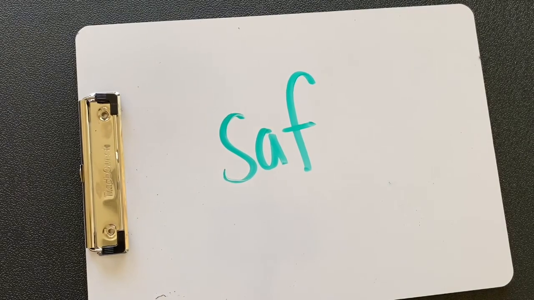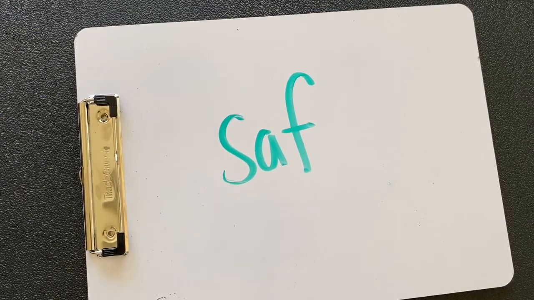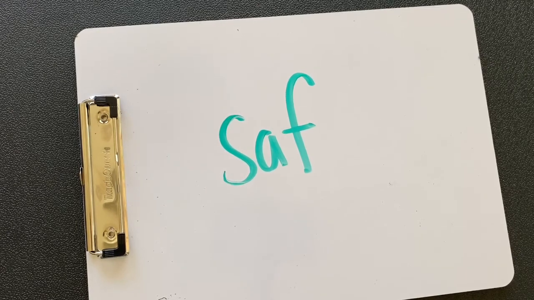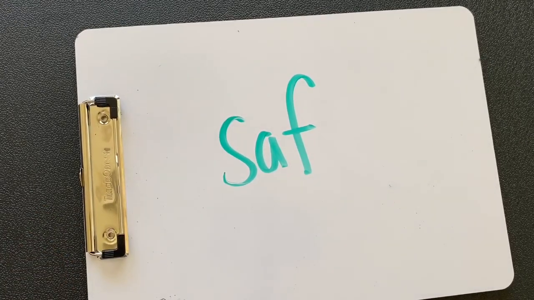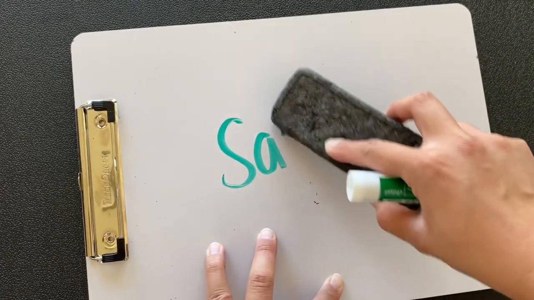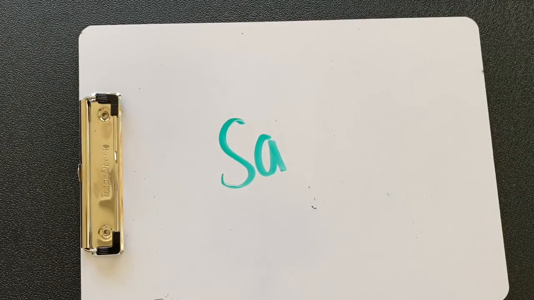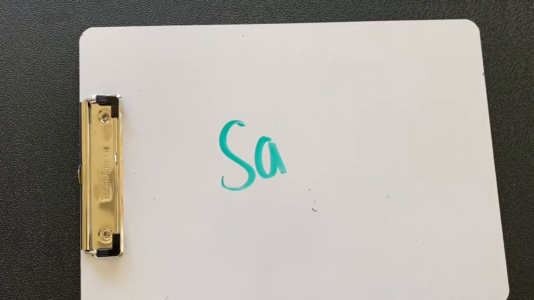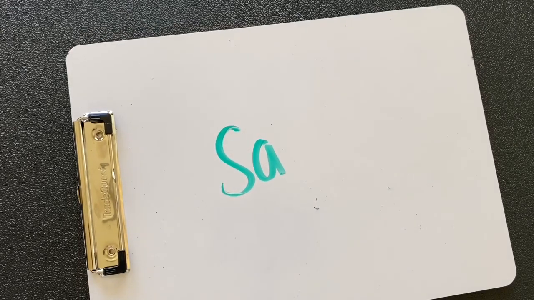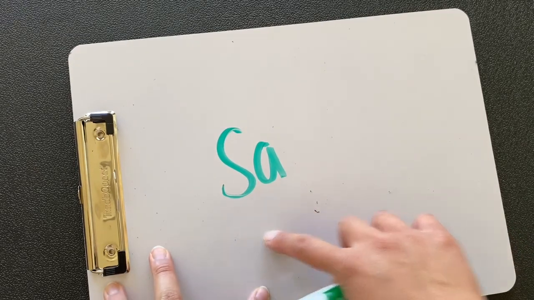Think about the placement of the vowel. Is it at the end or is it not at the end? Great job, my friends. It is not at the end. So if it's not at the end, it's going to be a short vowel. Great job. So let's read saf. Now I'm going to manipulate it a little bit more and I'm going to erase the F and leave the SA. Think about the placement of the vowel, my friend. Is it at the end or is it not at the end? Great job. It is at the end. So that tells me this is going to be a long vowel. So this should read say.